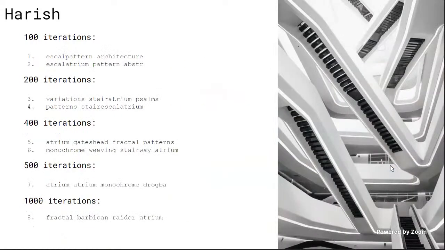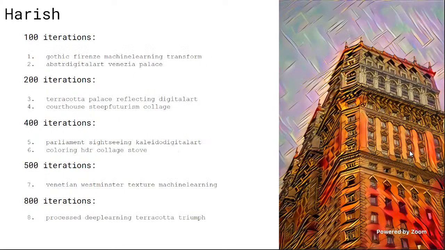So yeah, the next one. Here, it did not gauge which building it is. It was saying it was an atrium, a monochromatic pattern in an atrium, stairway, escalator. It said somewhere stair escalatrium, like it's just concatenating words or something. And in the end it said Barbican Raider Atrium. So that's kind of weird. Yeah, and then it went with patterns and things.